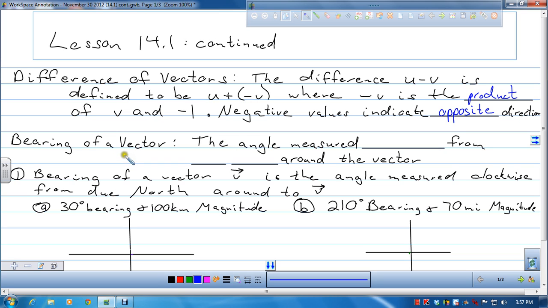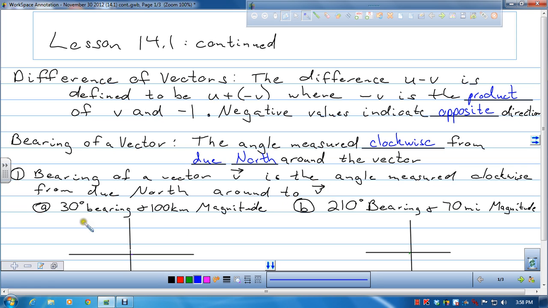Now when we're talking about the bearing of a vector, that is the angle measured clockwise. So that's a little bit of a switch. We're used to measuring counterclockwise when we're talking about a positive angle. When we talk about the bearing, a couple things are different. We now measure clockwise, and we measure from due north around to our vector. The bearing of vector v is the angle measured clockwise from due north around to our vector.